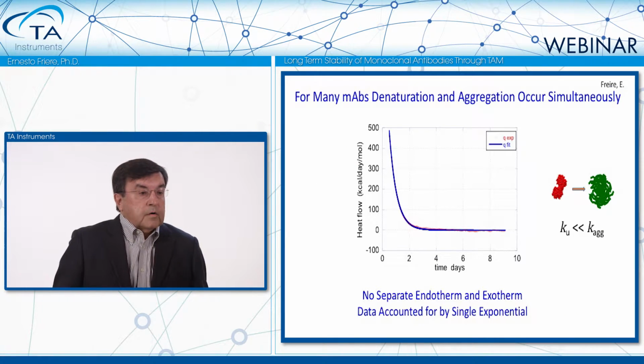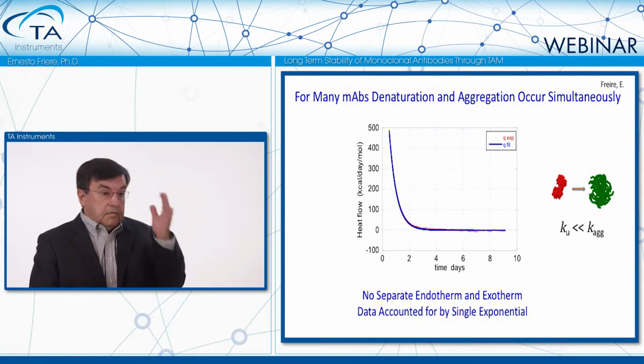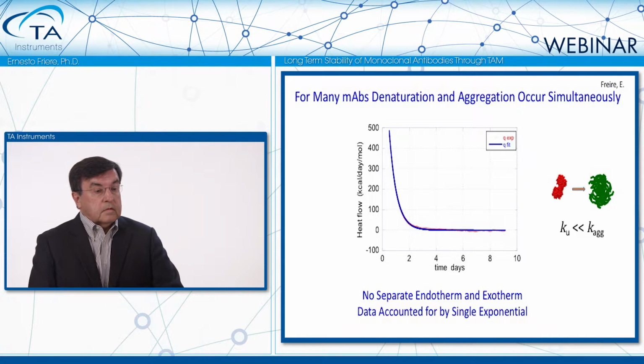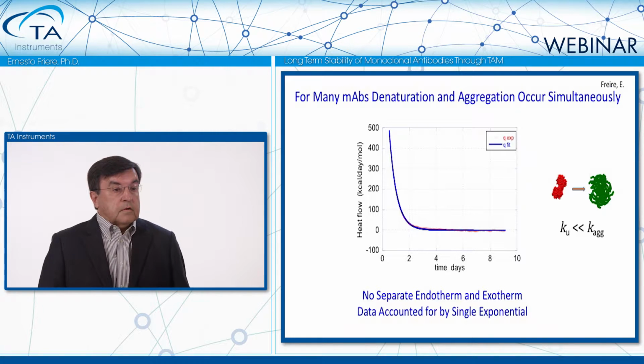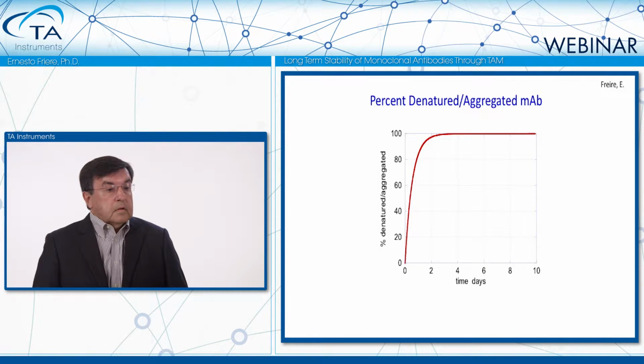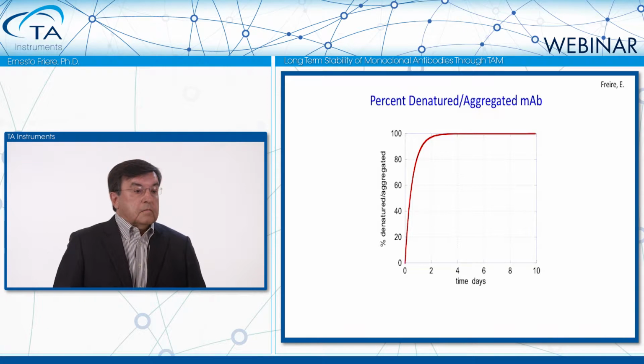These are now monoclonal antibodies, and for many monoclonal antibodies, denaturation and aggregation occur simultaneously, and therefore no separate endotherm and exotherms are present. Everything occurs simultaneously, and the data is well accounted for by a single exponential, as you can see in the figure. As in the previous case, it is also possible to calculate the percent of denatured aggregated, in this case occurring at the same time, as a function of time, which we are expressing in terms of days.